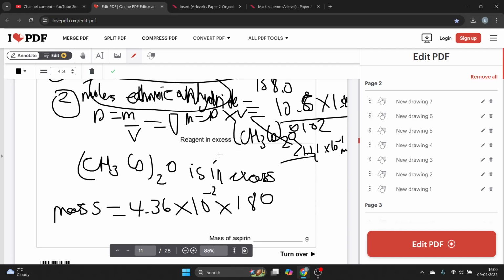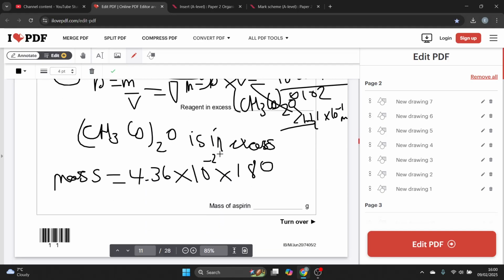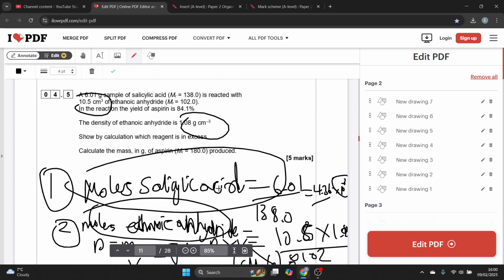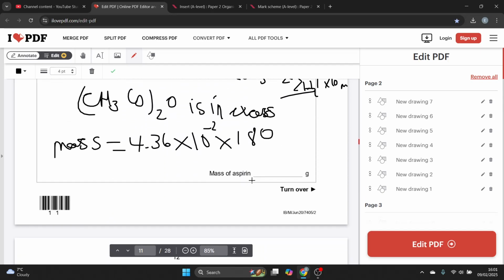Yeah, so I remember here it says the yield of aspirin is that, so then I need to times it by 84.1 divided by 100. And I get 6.60 grams. It's 6.59 grams.